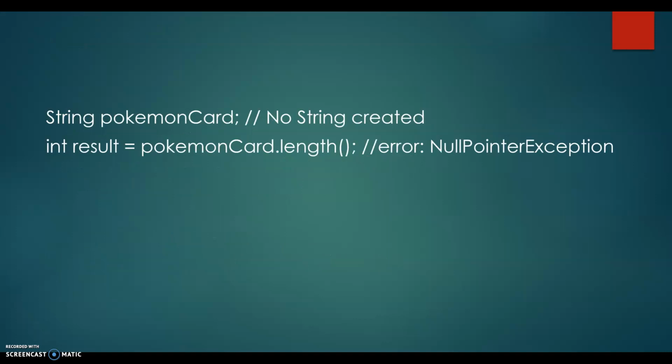In this example here, we have declared pokemonCard as a string, but we haven't actually made a string yet. We've just basically declared our intent. Hey, I'm going to make a string and I'm going to call it pokemonCard, but we haven't actually made the string yet. So when we run .length on pokemonCard, we get an error message known as a null pointer exception because pokemonCard right now on the screen is a null string. It means I've declared my intention, but I have not constructed that string object yet.